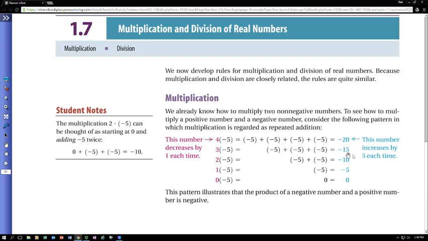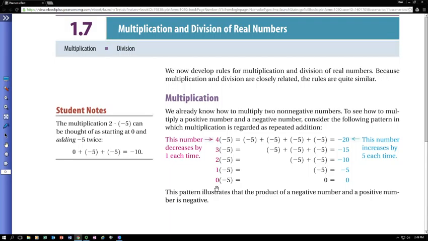Well, 3 times -5 is -15. 2 times -5 is -10. 1 times anything is that same thing back. That's the identity property of multiplication. And there's a zero property they're going to talk about some more too. But there's a pattern going on here, and they're going to show us a little later in the section what happens when I have negatives times negatives. So I have a pattern here of going up by 5 each time as I reduce the number of -5s that I'm adding, which seems pretty obvious, right?